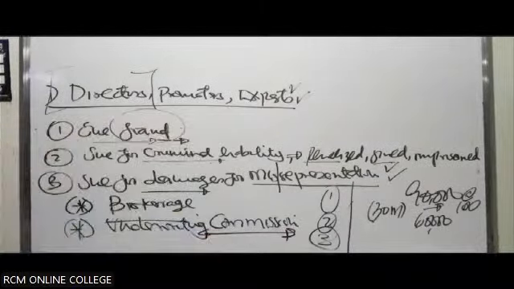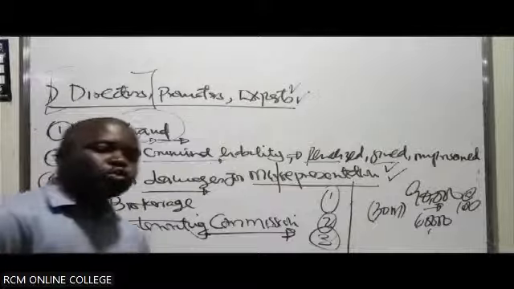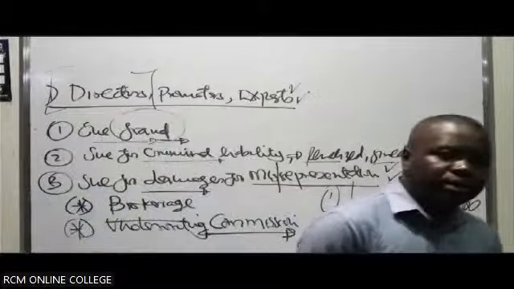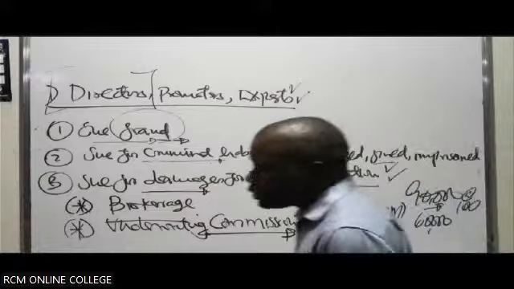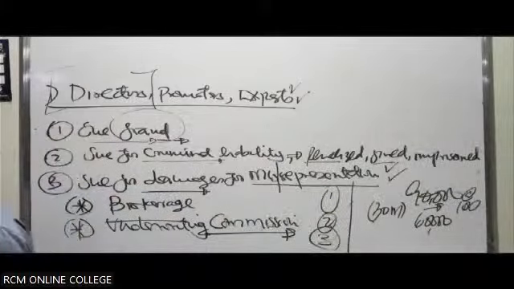So underwriting commission is, in this case, the fee or the commission paid to underwriters for being able to give assurance to the company. They'll take up the undersubscribed shares. So therefore we call it an underwriting commission.